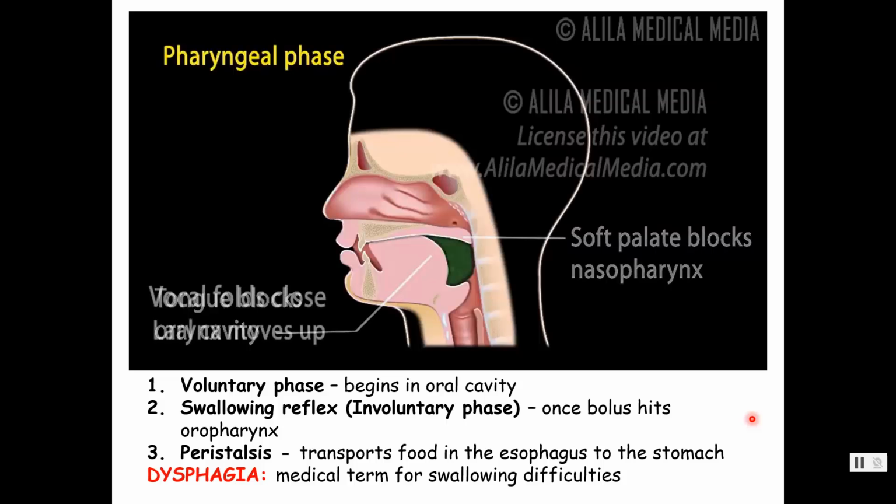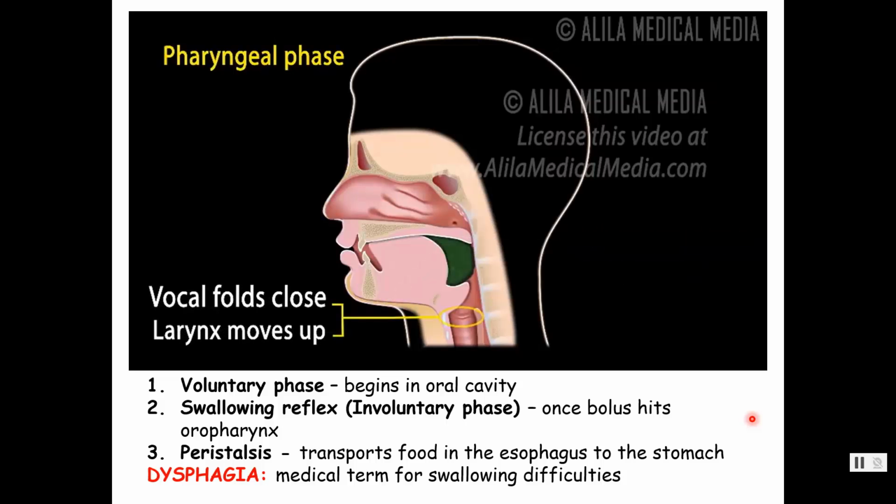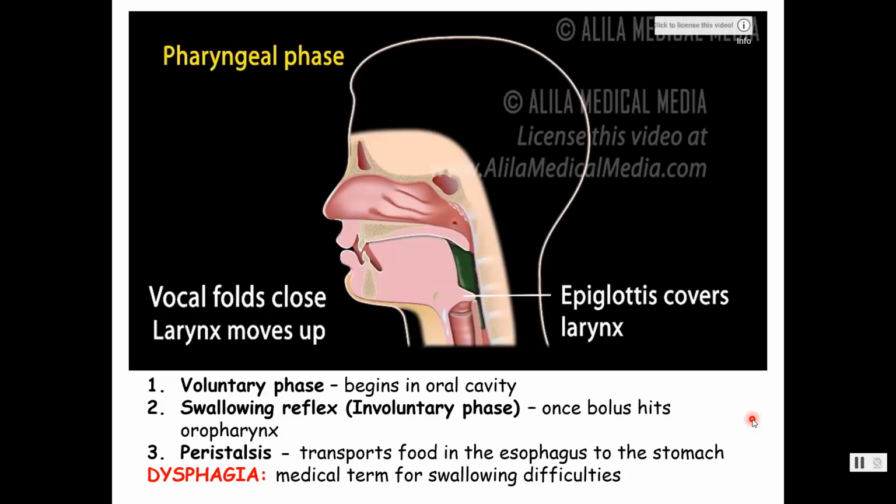The vocal folds close to protect the airway to the lungs. The larynx is pulled up with the epiglottis flipping over, covering the entry to the trachea. This is the most important step, since entry of food or drink into the lungs may potentially be life-threatening. The upper esophageal sphincter opens to allow passage to the esophagus.